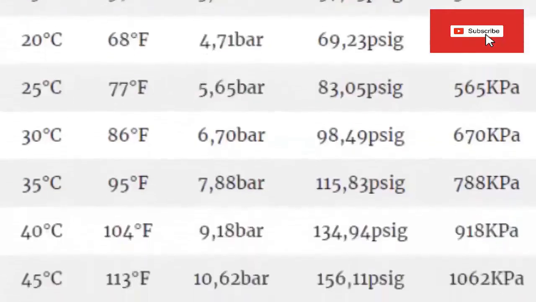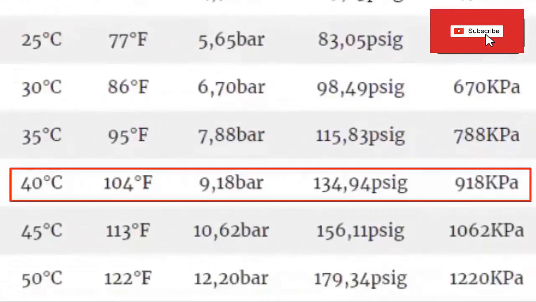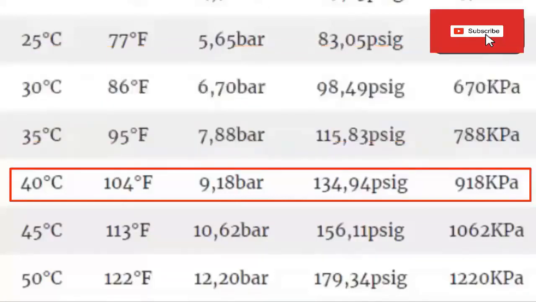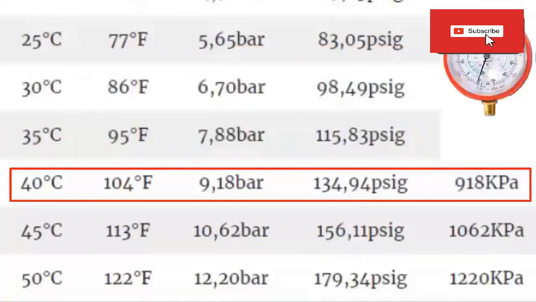For an outdoor environment temperature of 30 degrees Celsius, the condenser temperature is usually about 10 degrees Celsius above the environment where the equipment is located. Thus in the table for 40 degrees Celsius, about 104 degrees Fahrenheit, the high gauge pressure in the condenser is 9.18 bar, equivalent to 134.94 psi or 918 kilopascals.